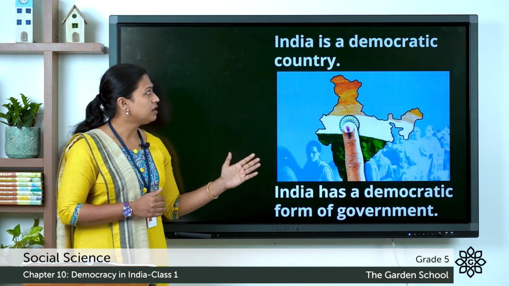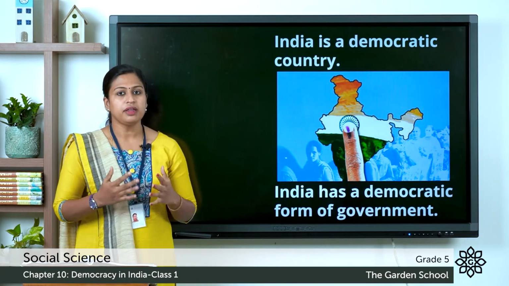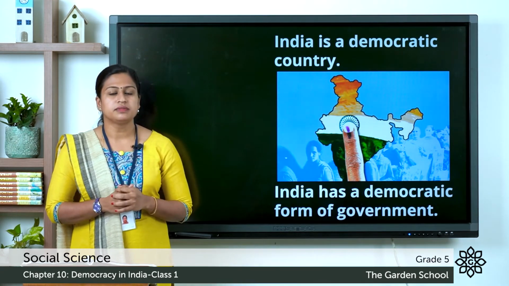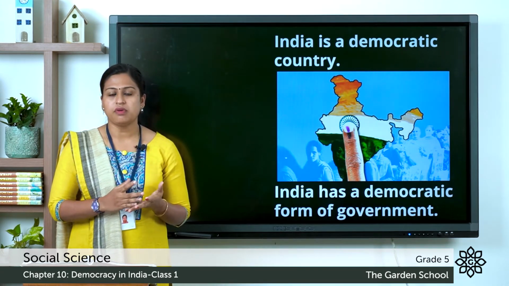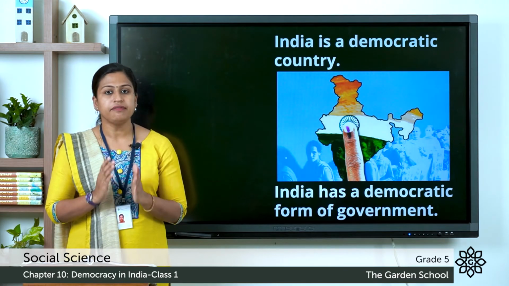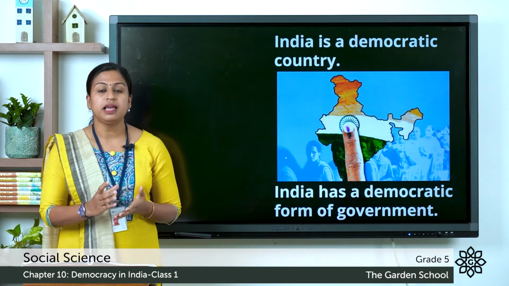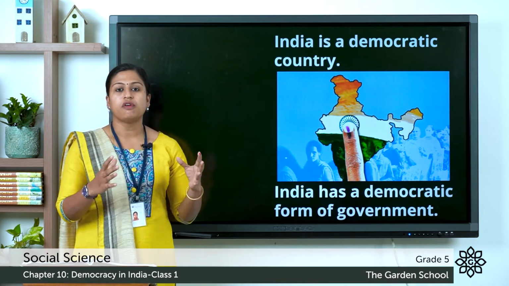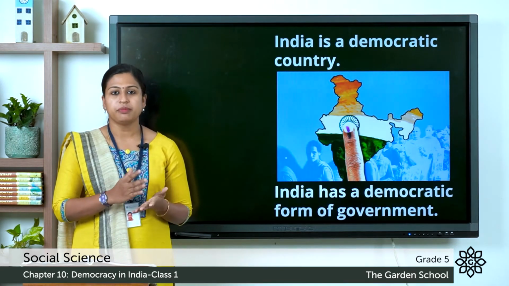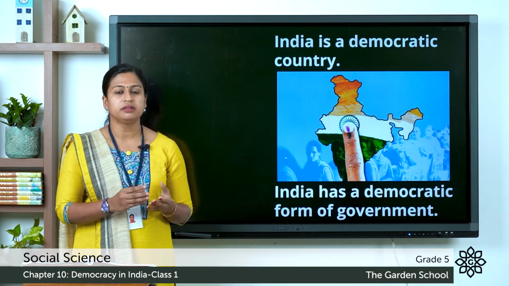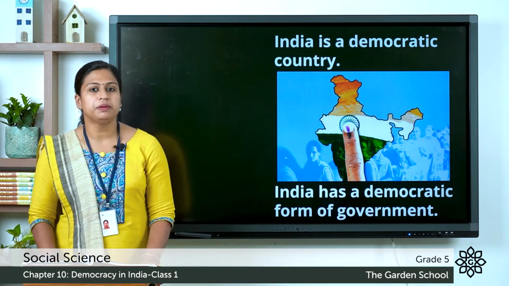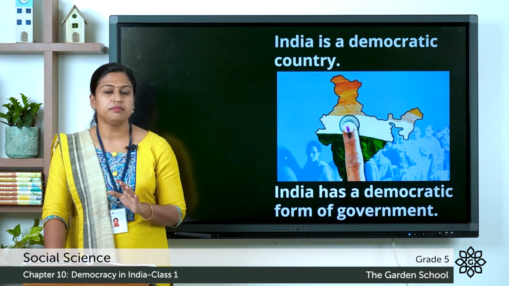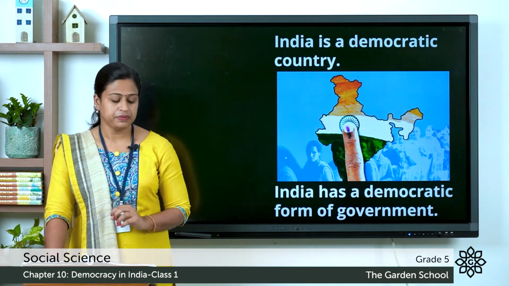Now, India is a democratic country. Now, can you tell why we call India a democratic country? Because democracy is a system of government where people have the power or the right to elect their own representative, and these elected leaders form the government. Now, democracy is a Greek word where demo means people and kratos means rule. So, basically democracy means rule of the people.